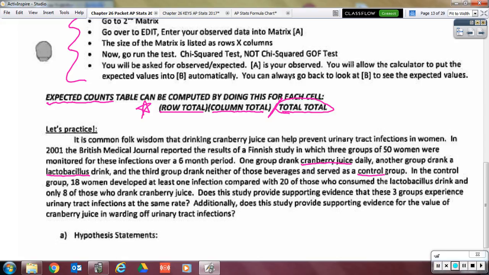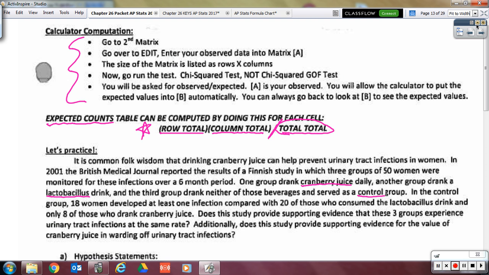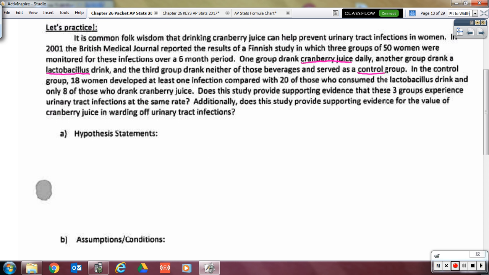Additionally, later, I'm going to show you how we can address something that's a more specific question, such as this. Additionally, does this study provide supporting evidence for the value of cranberry juice in warding off urinary tract infections? But initially, what is our null hypothesis for this problem? Good, that all 3 treatments, and I'm not going to clarify those right out.